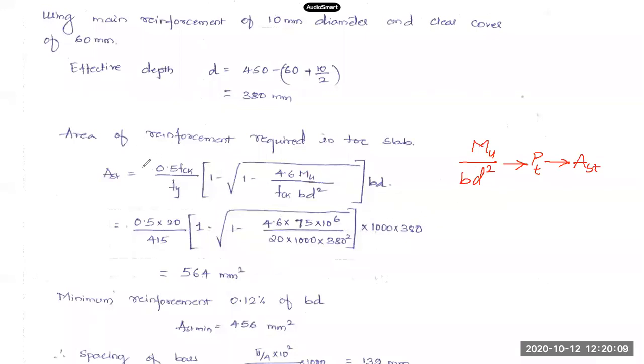I have used this formula of Ast at this point and determined the Ast. My Mu was different in that calculation, so this is not the Mu you should take here. Take the Mu value we obtained just now on calculation and find what the area of steel should be. Tell me what area of steel is required for that.